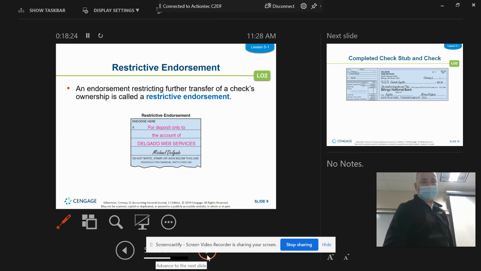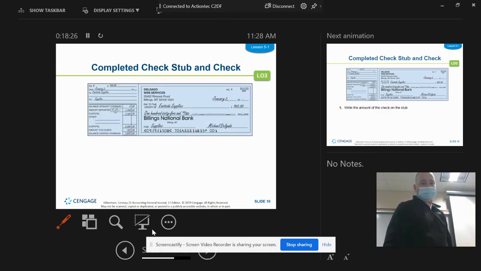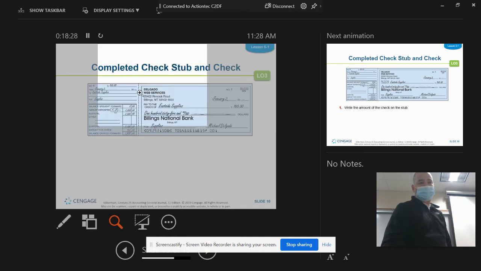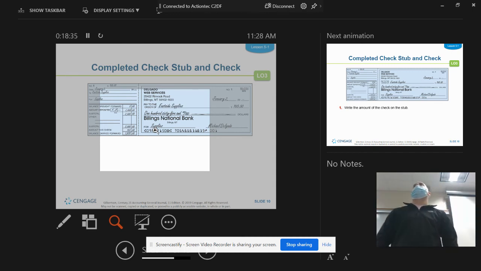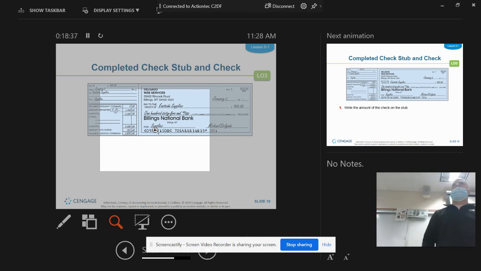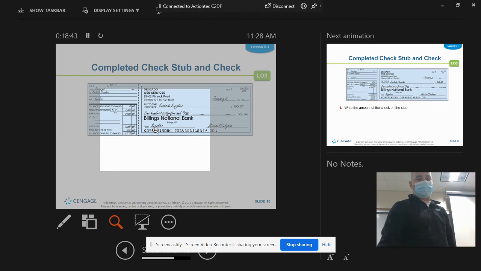I can click on there. There we go. So here, this is completely filled out. On the left side, we have the check stub. On the right side, we have a filled out check. So today you're going to be asked to fill out checks and check stubs. Okay, so let's take a look at what's going on here.